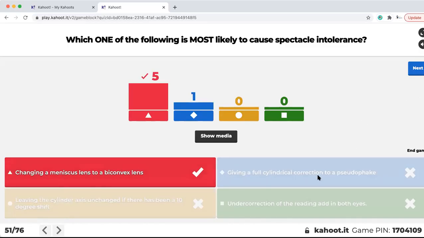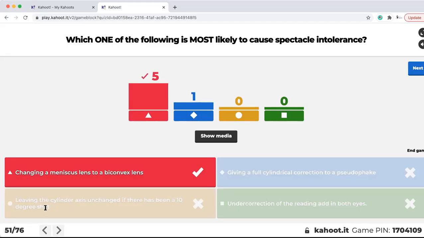Giving the full cylindrical correction to a pseudophakic patient is no problem at all. The pseudophakic patient can tolerate it without any problem. Leaving the cylindrical axis unchanged if there has been a 10-degree shift, well, this is not an indication for spectacle change, meaning that if the patient is happy with his glasses and there is no visual complaint, just leave it. Just leave the axis as it is. We don't change the axis unless there is a complaint from the patient.